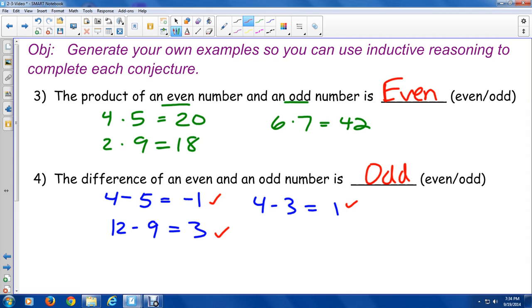You can make conjectures about anything. I just did a couple of numerical examples to look at because it's easy to pick some numbers, but don't be afraid to draw a picture, give yourself a chart, somehow to give yourself some examples to generate good conjectures.